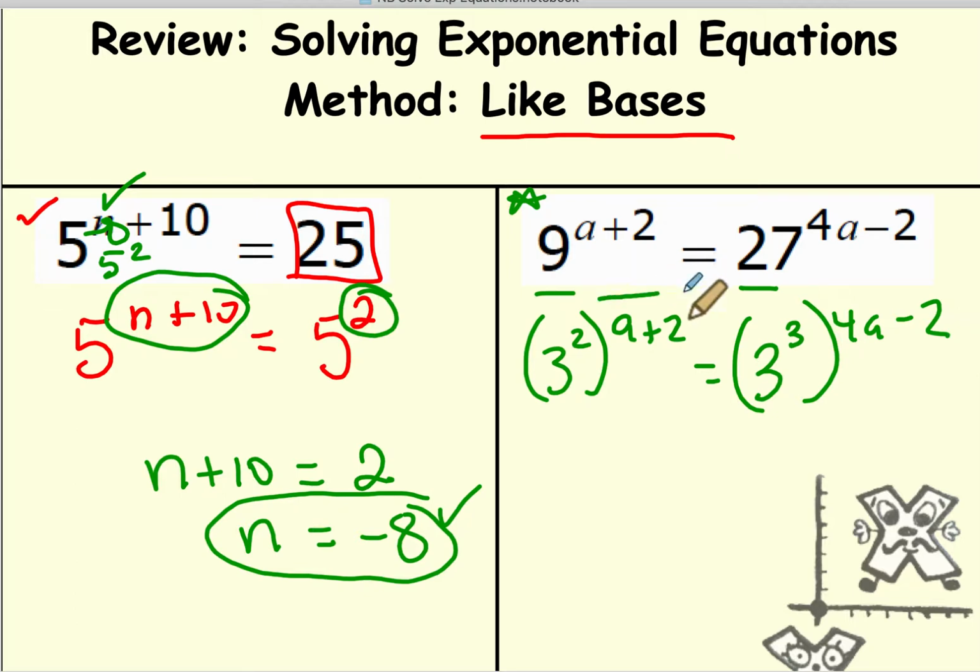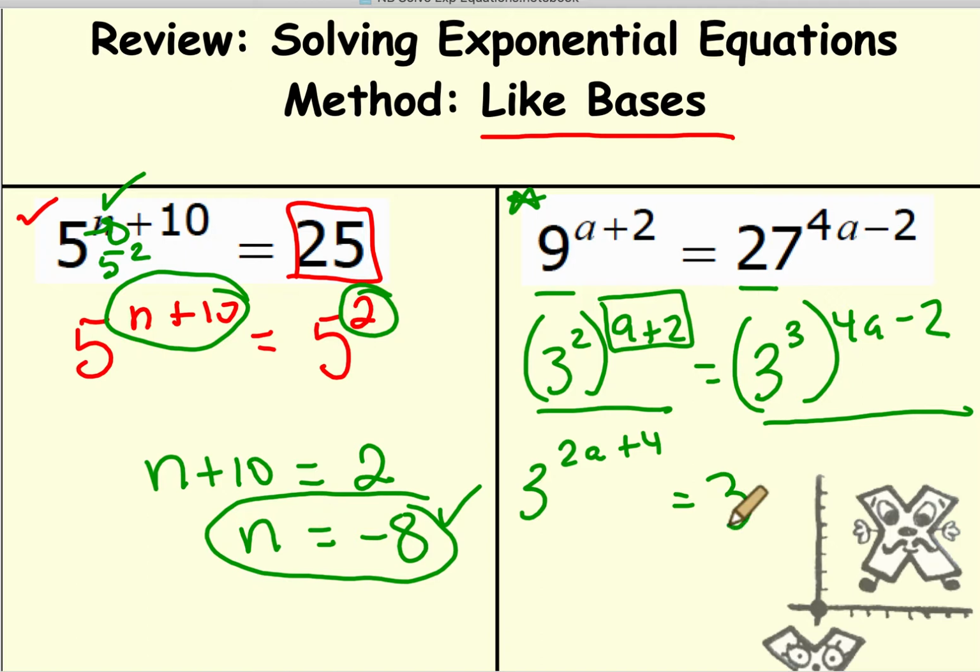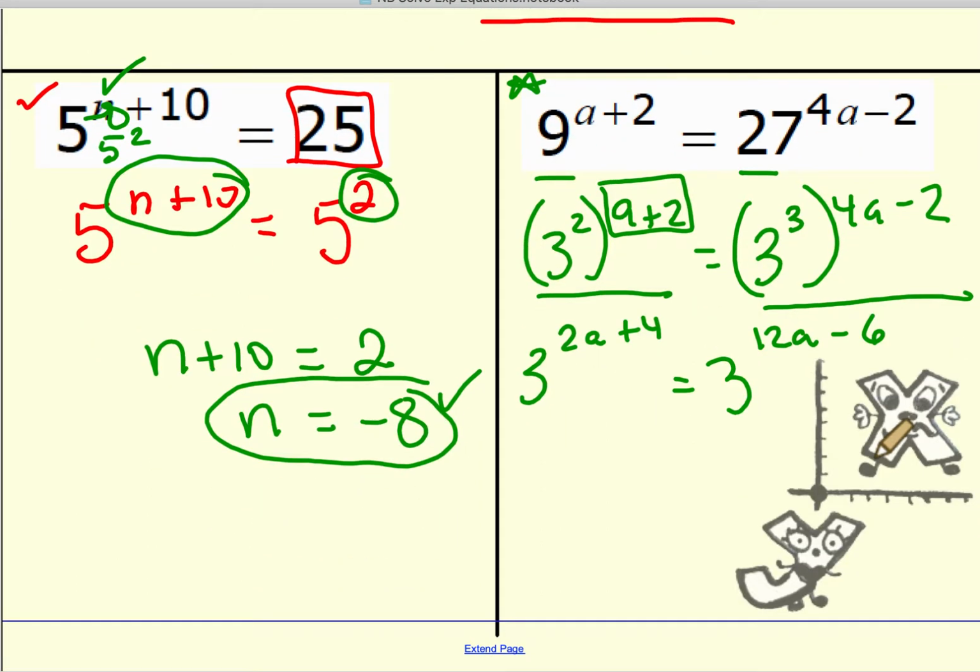Using our exponential properties, I know that I need to multiply the powers when I have a power of a power. So this becomes 3 to the 2a plus 4, and on the right, we have 3 to the 12a minus 6. It's not really necessary to use that property because once I know I have the same bases, I just know the exponents are going to be the same to get my equation.